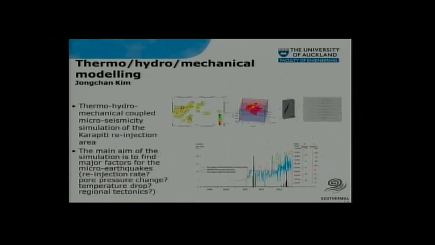I have another student, Jong-chan Kim, from Korea. He is interested in the mathematics of how you do all this, how you model heat transfer, mass transfer, and then the mechanical stress changes. So he's focusing on a site in New Zealand at one of our geothermal systems where they started a reinjection program, and in return, they did see an increase in the rate of seismicity. So he's trying to understand to what extent that's connected to the injection, to what extent it's connected to larger regional tectonic effects.